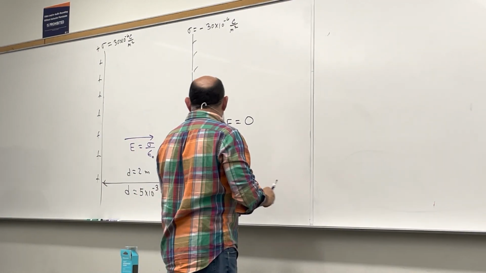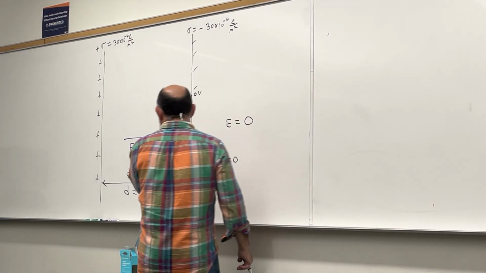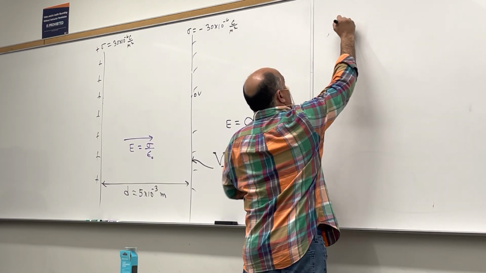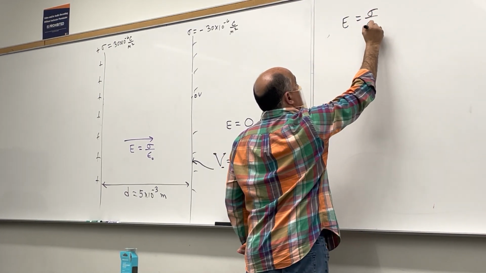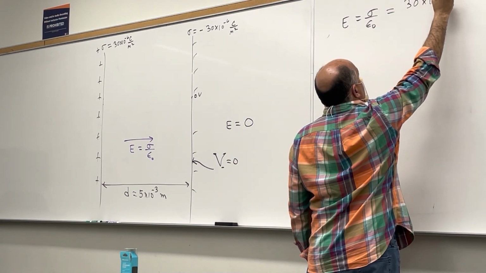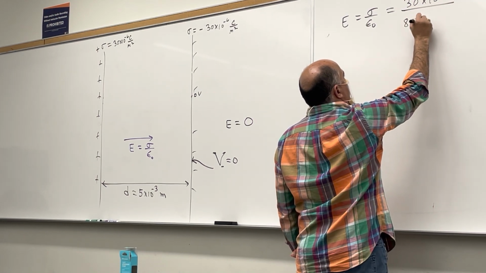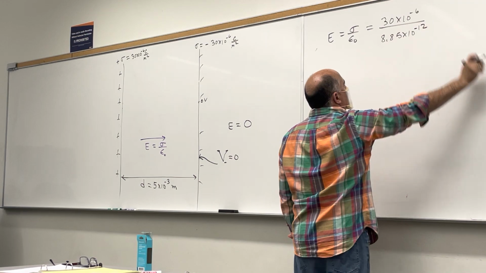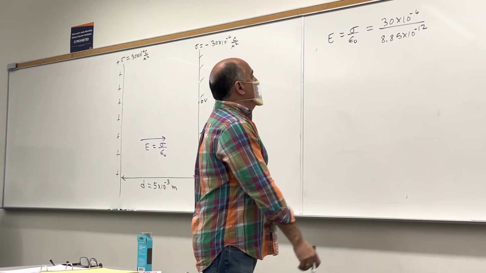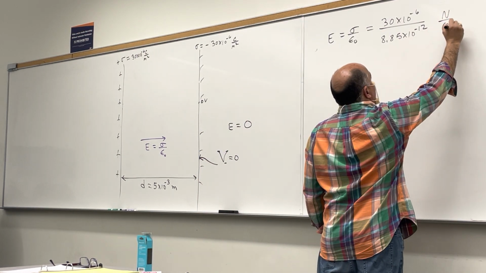So the electric field, let me get rid of this also, so I can actually use this. So the electric field is what? It's sigma over epsilon naught. So that would be 30 times 10 to the minus 6 divided by epsilon naught, which is 8.85 times 10 to the minus 12. And this would be in volts per meter. And it's to the right.